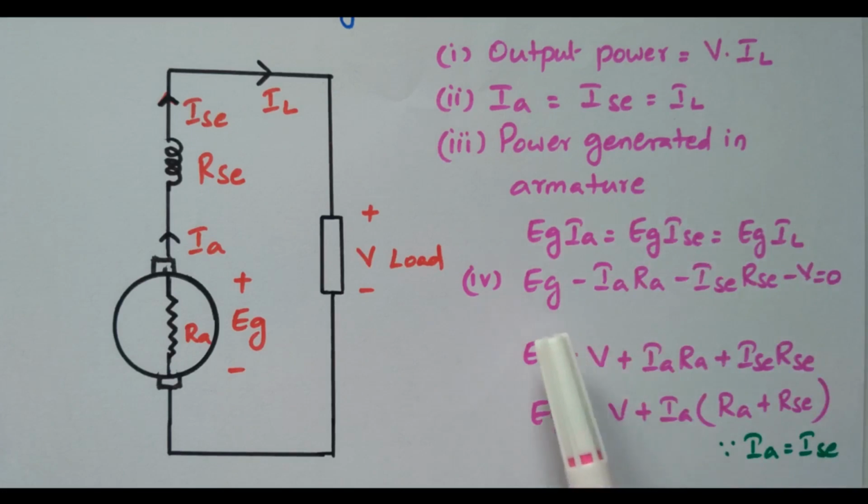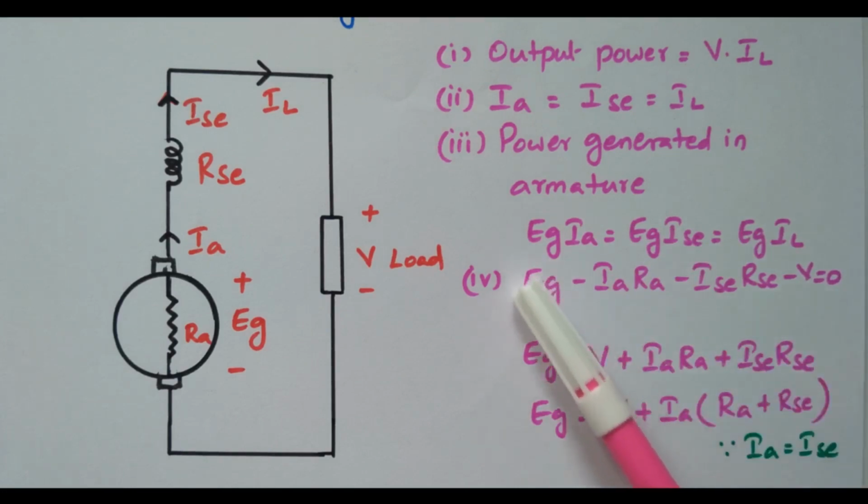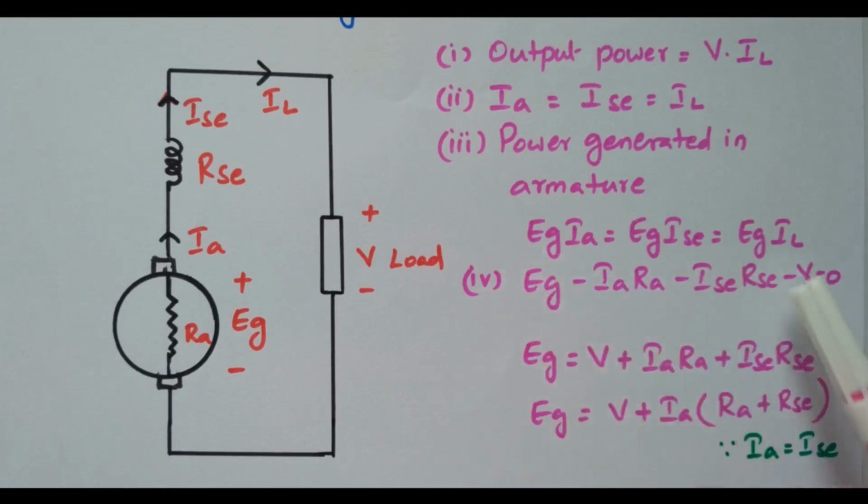What is the voltage equation? Eg minus IaRa minus ISE RSE minus V equal to 0. So this is the voltage rise, the voltage generated. These are all drops: the drop across armature resistance, the drop across the series field resistance, and the drop across the load terminal. So it can be written as Eg equal to V plus IaRa plus ISE into RSE. That is Eg equal to V plus Ia into Ra plus RSE, right? Because Ia equal to ISE.